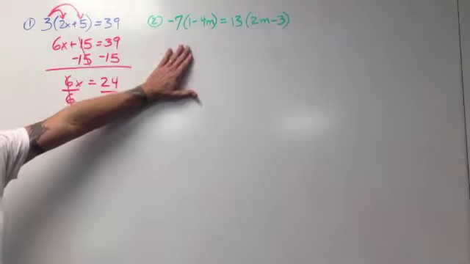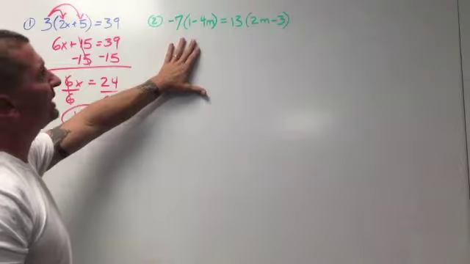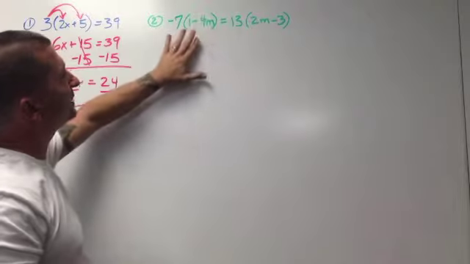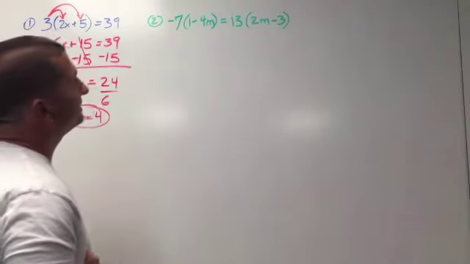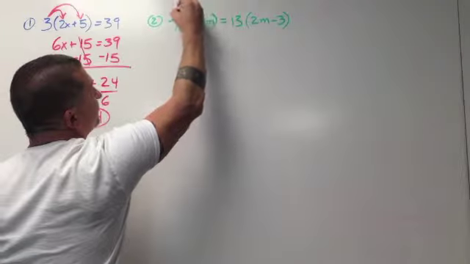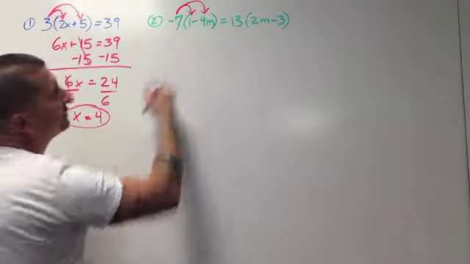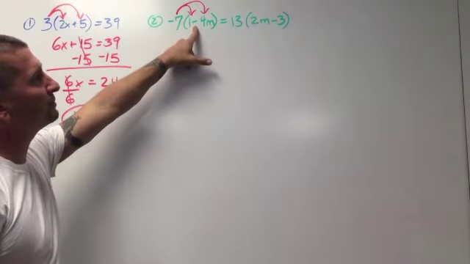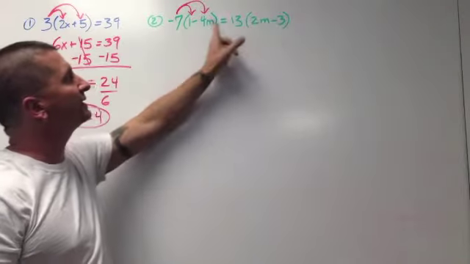Our next problem is a little bit more involved because we have parentheses on both sides of the equation, and it looks like we're going to be distributing on both sides of the equation. So in this case, we're going to distribute this -7 to everything inside the parentheses. Now, it can be a little tricky because we have subtraction inside of the parentheses.